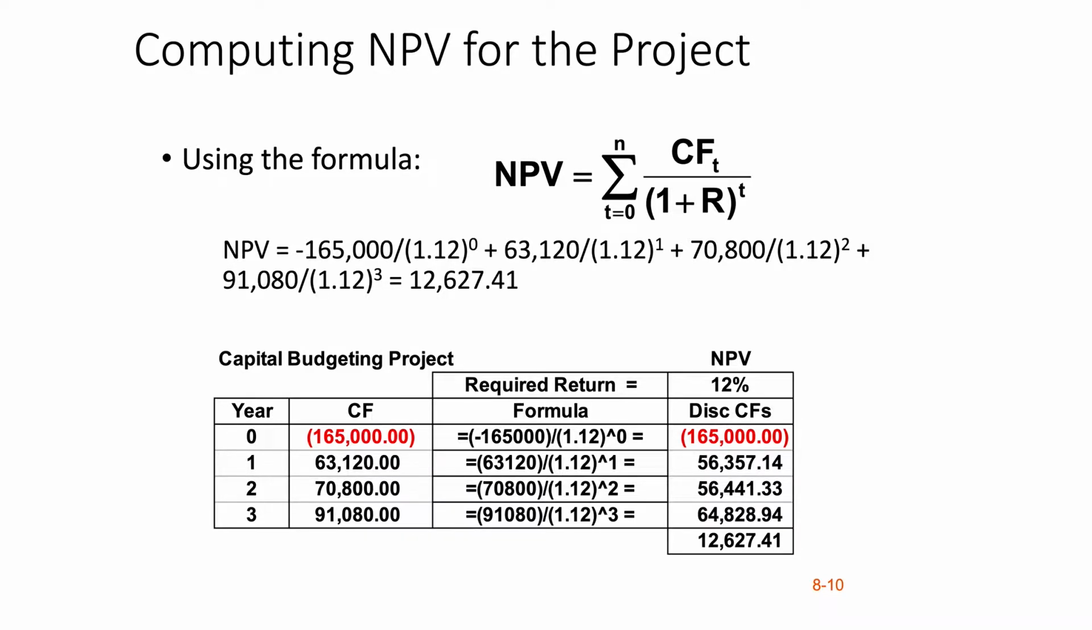Now, for the capital budgeting project, here are the cash flows as given. The initial cash outflow is $165,000. It's a negative number, which means it is the capital expenditure.